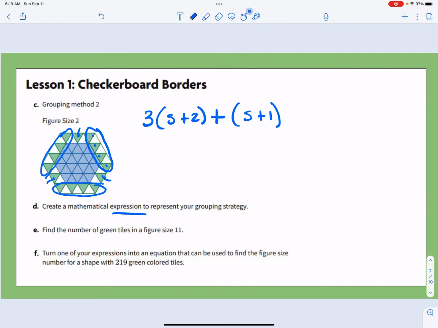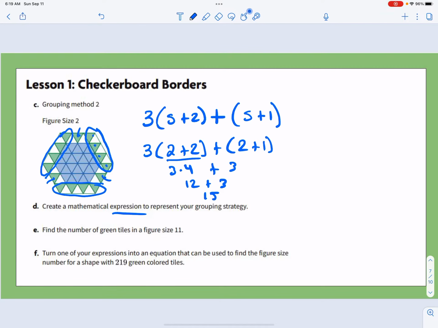Okay, so that becomes another group. Okay, now is that going to be right? Does that always work? It's hard to say. In this case here, if the figure was size 2, let's just see if it worked real quick. I would do 3 times 2 plus 2 plus 2 plus 1. That becomes 4, so 3 times 4 plus 3, so 12 plus 3 and 15.